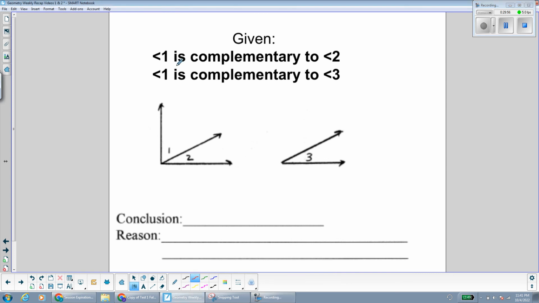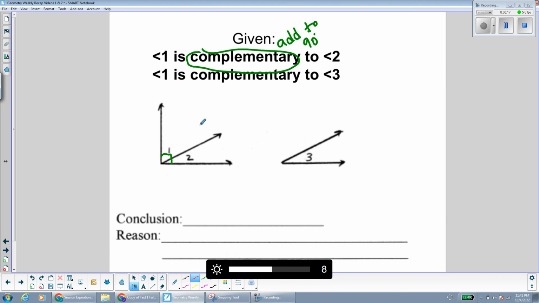So we know angle 1 is complementary to angle 2. Let's remind ourselves what complementary means. That's two angles that add to 90 degrees. So angle 1 and angle 2 are complementary. Together they add to 90 degrees. And angle 1 is complementary to angle 3. So together angle 1 and angle 3 also make 90 degrees. Let's think about the conclusion that we can draw.